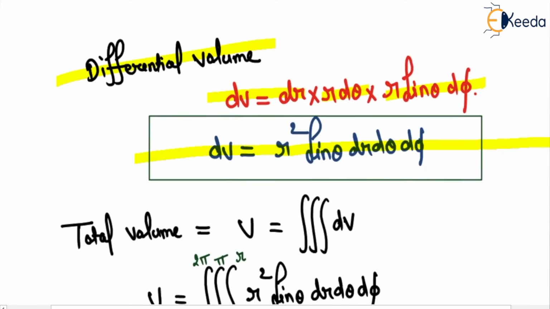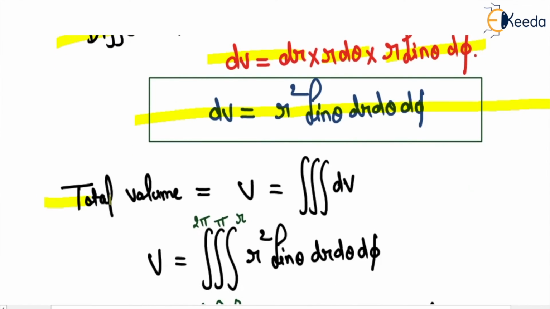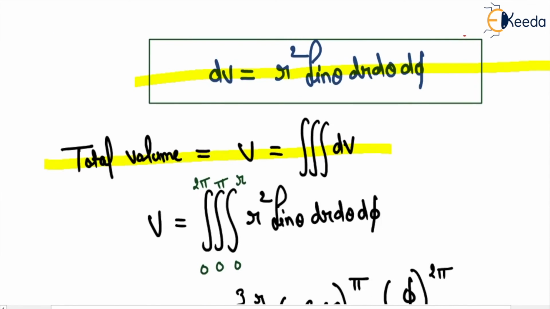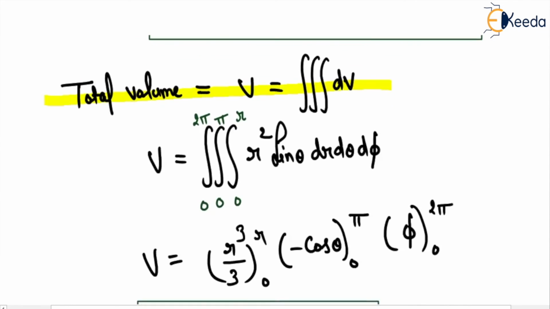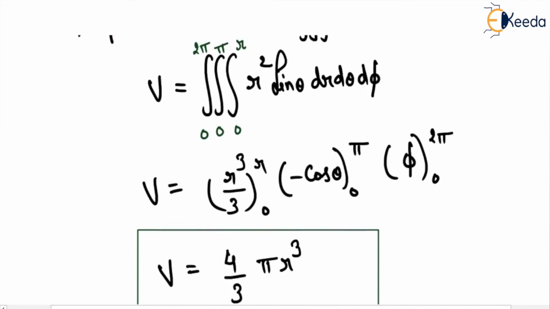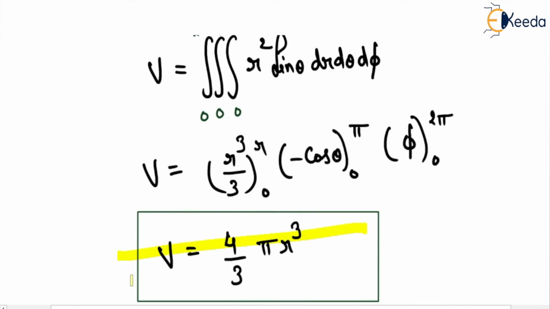We can also calculate the total volume, which is equal to the triple integration of dv, so it is r square sin theta dr d theta d phi. When we integrate it, this answer comes as 4 by 3 pi r cube.